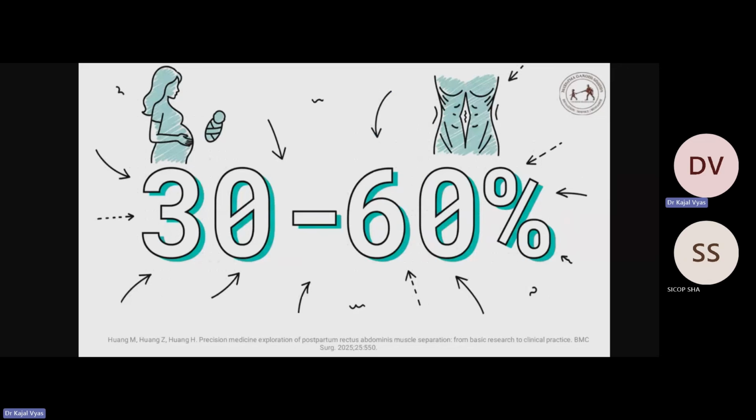So, continuing with this slide, it shows that in recent advances, we have seen that 30 to 60% of females have the presence of diastasis recti in the postpartum period. Now, moving forward, going to the next slide.